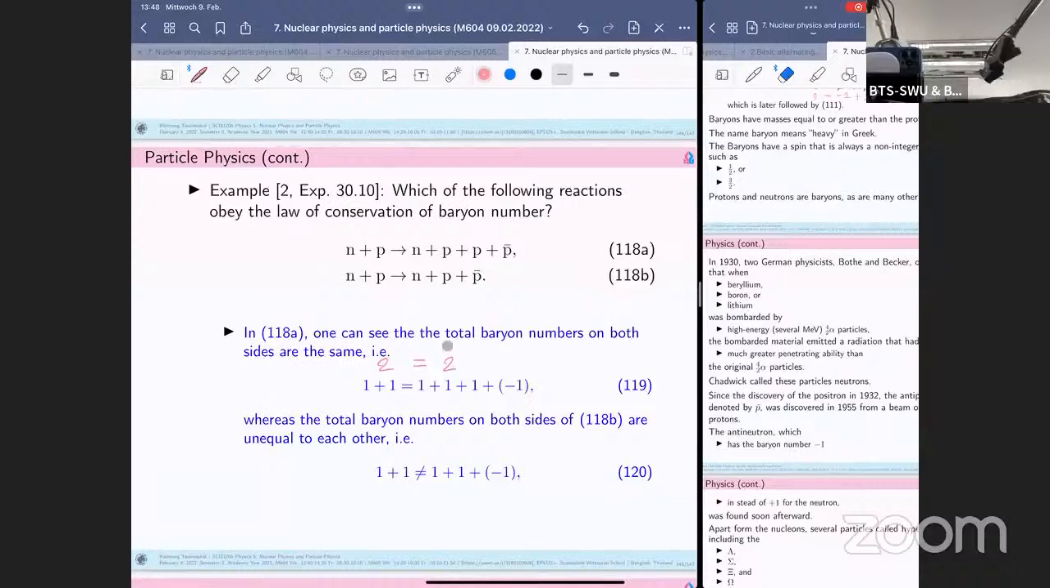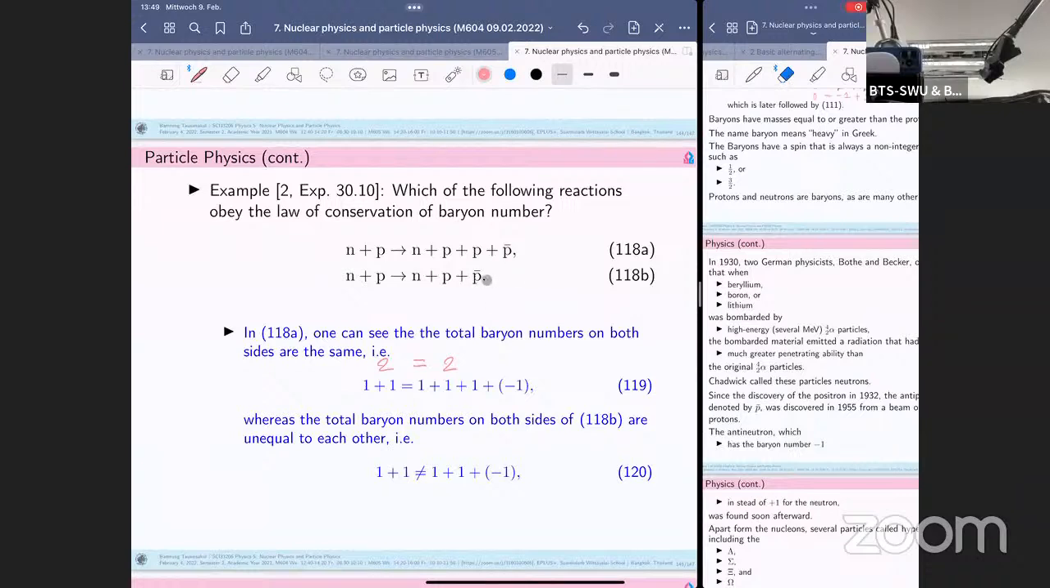So when the baryon number is conserved, is equal to each other before the process and after the process, it means that this process or this decay or this reaction will be able to take place in nature. And let's consider the second one, n plus p, and plus p bar.